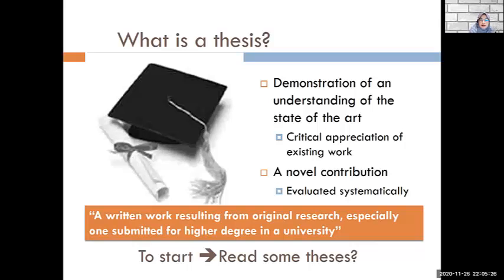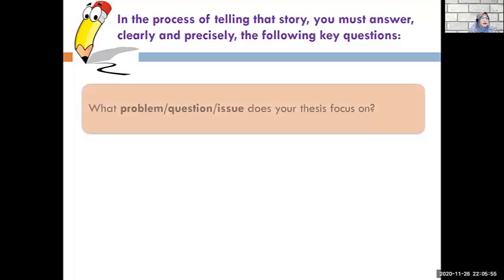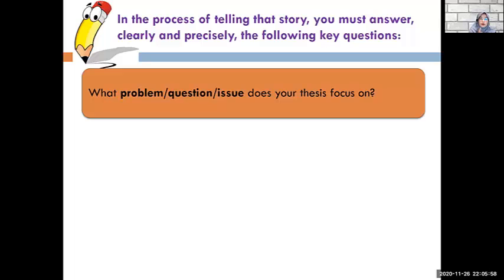So how to start writing a thesis? To do this, you need to read a lot of theses. You need to read a lot of theses before you begin your thesis writing. In the process of telling the story, you must answer several questions clearly and precisely. These are the questions that you need to answer in your thesis. Actually, these are the questions from your examiners.